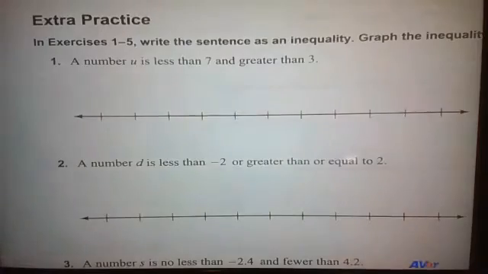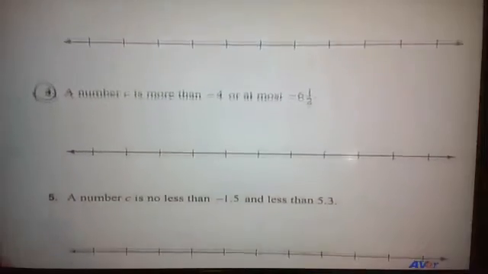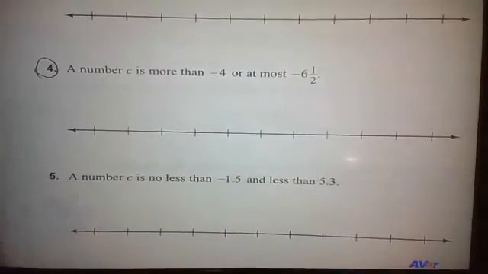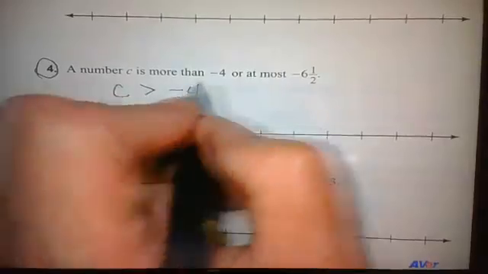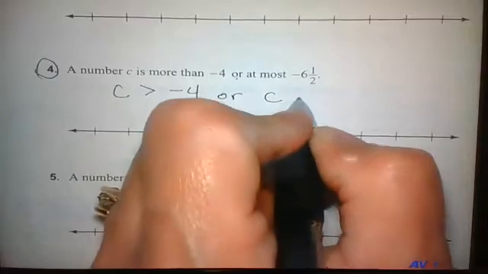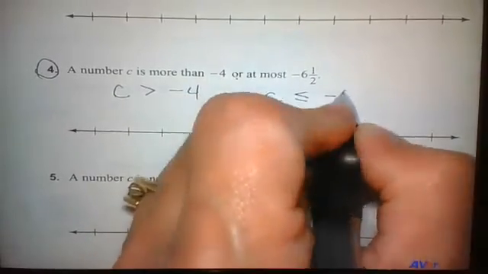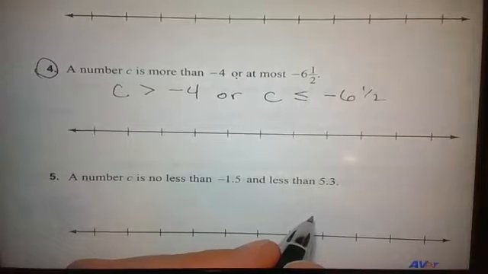Okay, so now I have 2.4 done. I just have 2.5 and 2.6. So 2.5 is on page 51, and I'm going to just do number 4. A number C is more than negative 4, or C is at most, goes up to, less than or equal to, negative 6.5. So we're looking at and or compound inequalities.